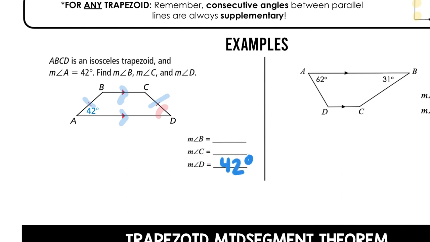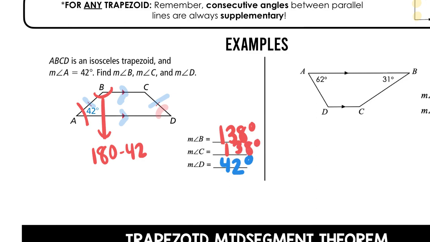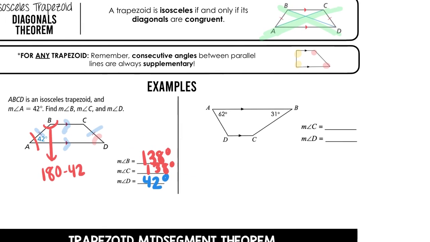Also, in any trapezoid, isosceles or not, these two angles are supplementary because they're parallel lines and you have a transversal. So they're like consecutive interior angles. So to get angle B, we're going to take 180 minus 42. 180 minus 42 is 138. Angle C has to be the same as that because it's an isosceles trapezoid, so those are congruent. So that's 138.